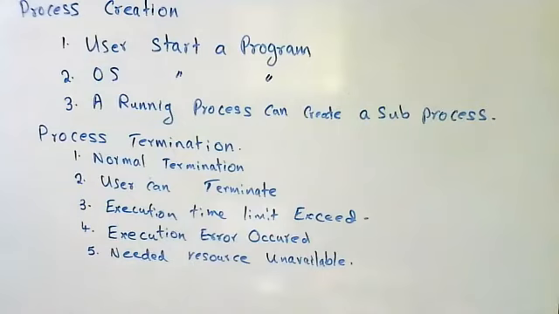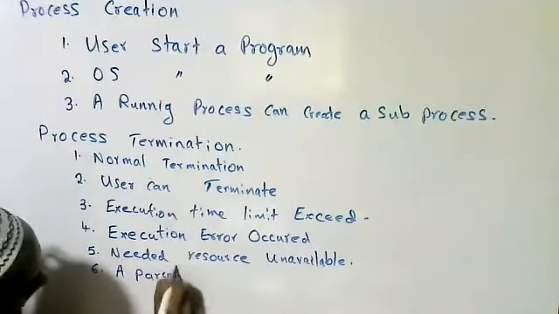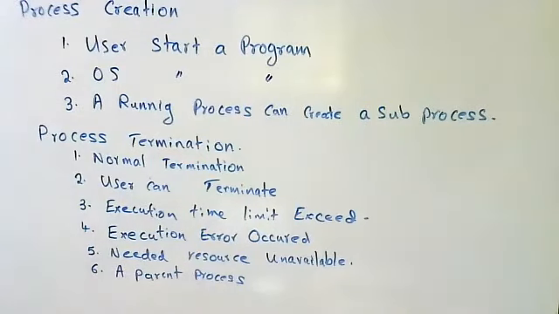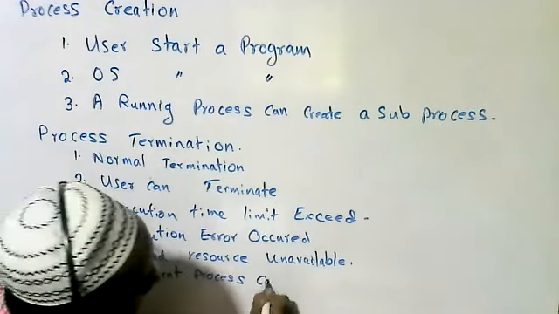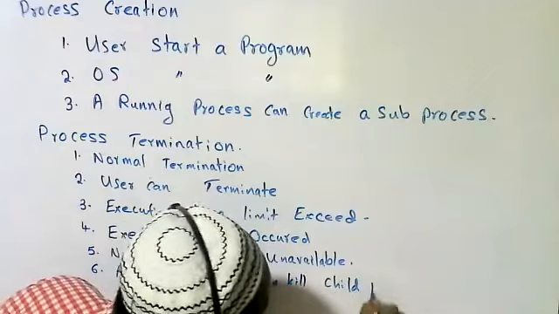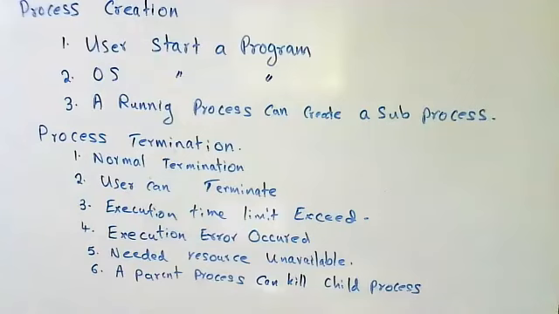The last way of process termination: a parent process can terminate a child process. We call it can kill. Can kill child process. So these are the ways how a process can be terminated.